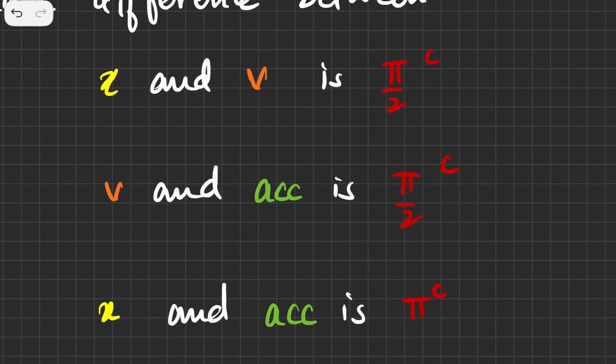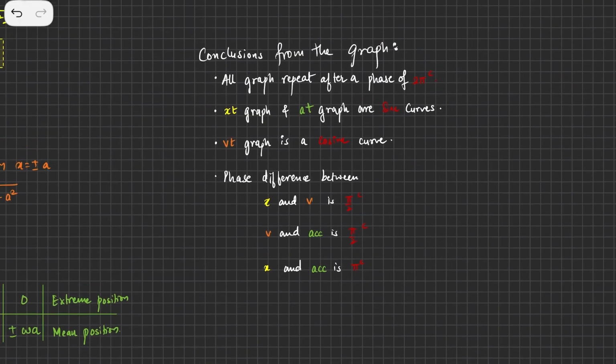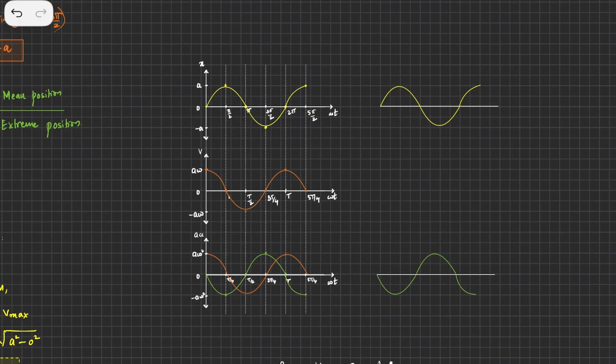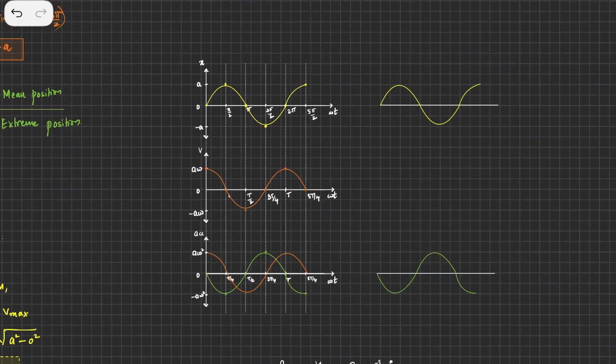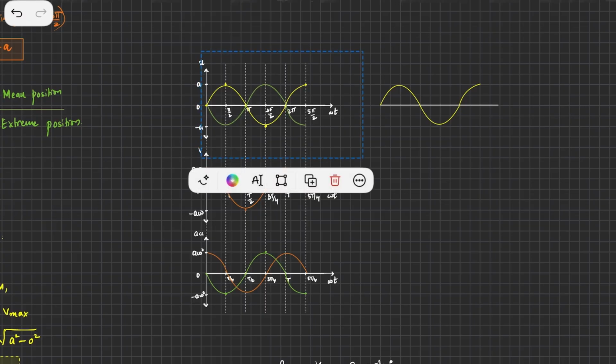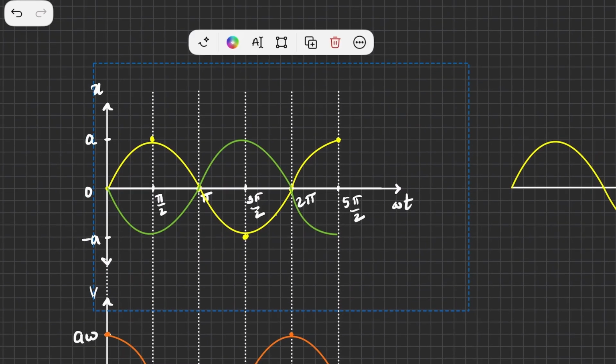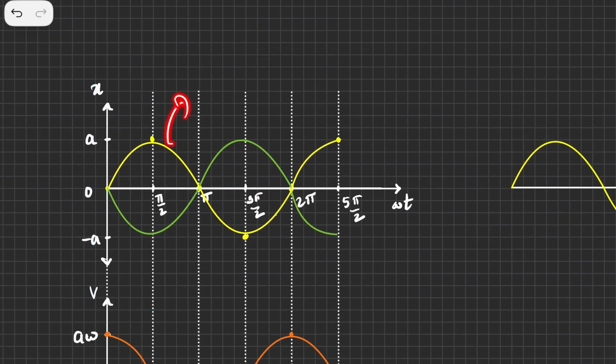Now we will find out the displacement and acceleration, which is the last combination. So for that, either I have to paste the acceleration curve on the displacement curve or the displacement curve on the acceleration curve. So I'll paste the acceleration graph, which is the green graph, onto our graph of displacement. So this is what it looks. So now keep in mind that yellow graph is your displacement curve and the green graph is your acceleration graph.